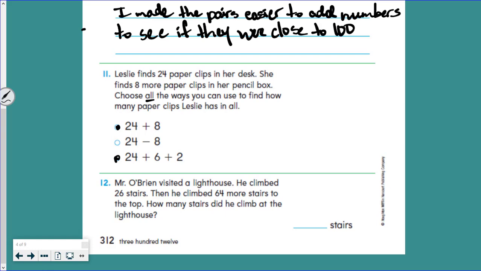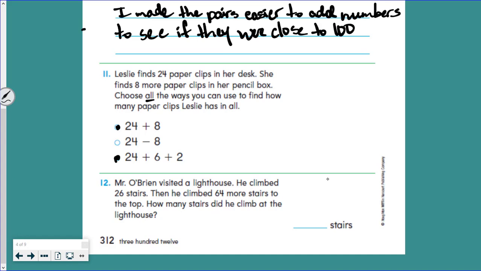Mr. O'Brien visited a lighthouse. He climbed 26 stairs, then he climbed 64 more stairs to the top. How many stairs did he climb at the lighthouse? All right, so you've got some empty space over here in your paper. Use that space and solve it. How many stairs did Mr. O'Brien climb? Pause your video and solve it.